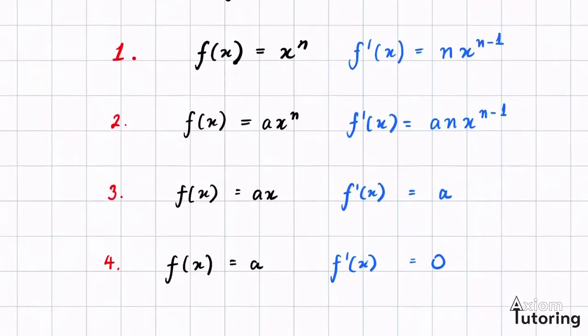In our third formula here, if f of x is a times x, so our function here is x to the power of 1, so it's just x, we have our coefficient a. If we want to find the derivative, f dash of x of this function, it's just a. It's just the constant in front of our x. And our special case here, when our f of x is a constant value, a, so that's any constant value, the derivative of a constant function like this is always 0.